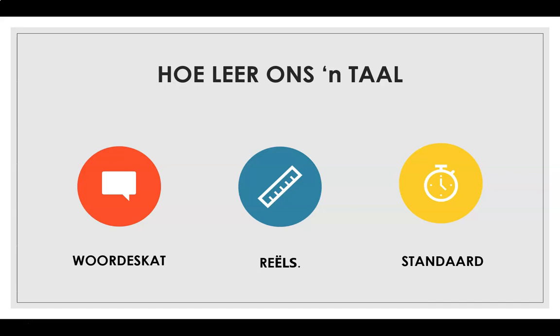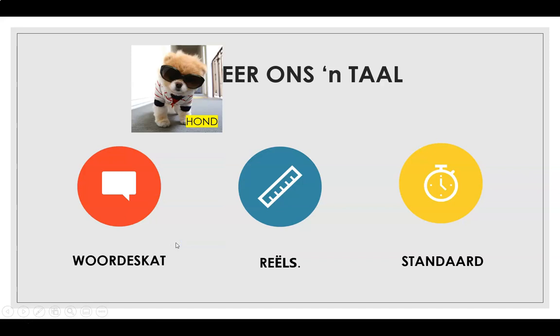We know there are different types of dialects, but that changes it. There's a standard that we use so that we understand each other in the language and it can be taught to other people. So the first thing we have is woordeskat or vocabulary. In all the languages, for example, there is a word for dog. In Afrikaans, it's hond. And when we say these words, we know exactly what we are talking about.